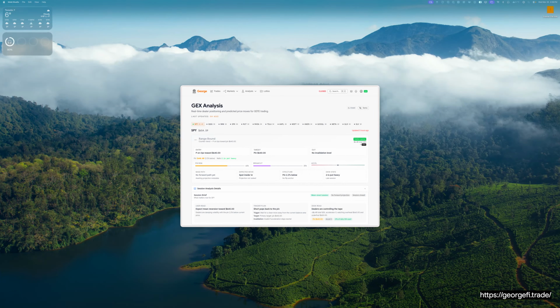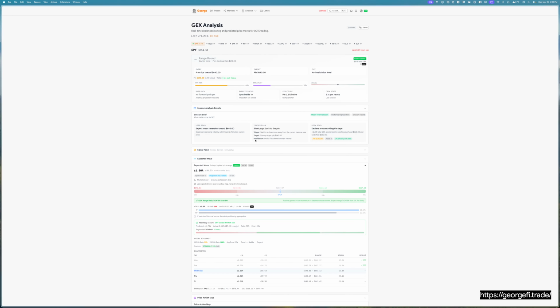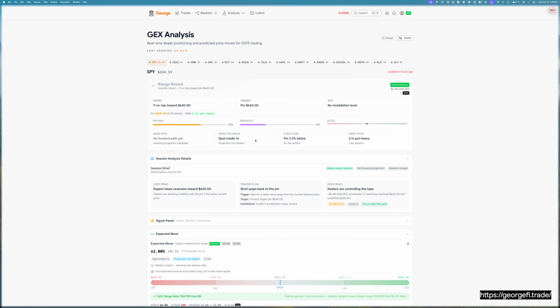Hello, let's go over the updated gamma exposure tool on George. So first and foremost, let's make this full screen so you can see it. And I'll zoom in a little bit so you can get better clarity on how this actually works. The market is closed right now, but I want to show you the events from today, and we can also do a little bit of a recap from where we ended up.